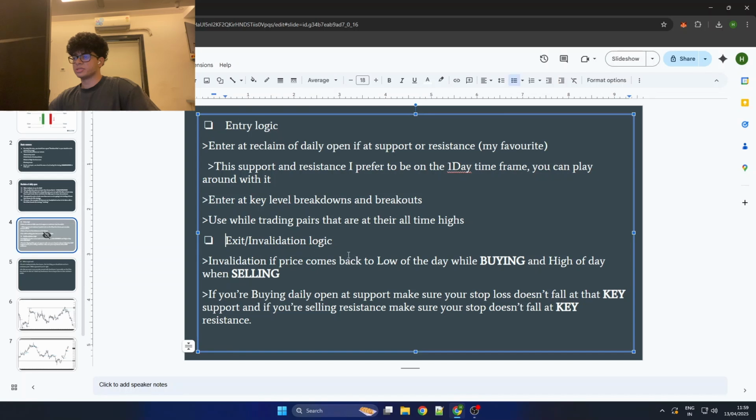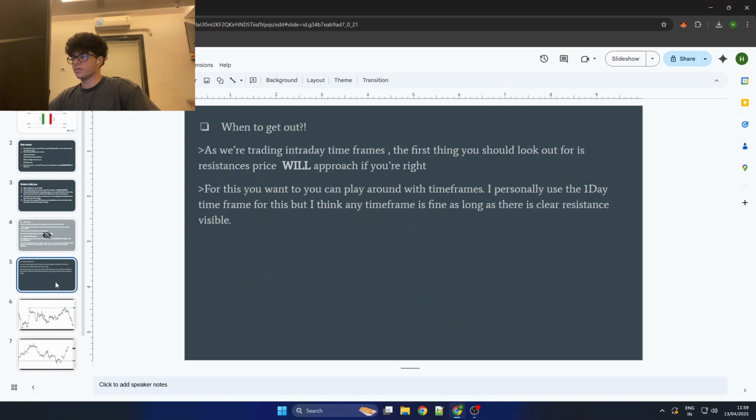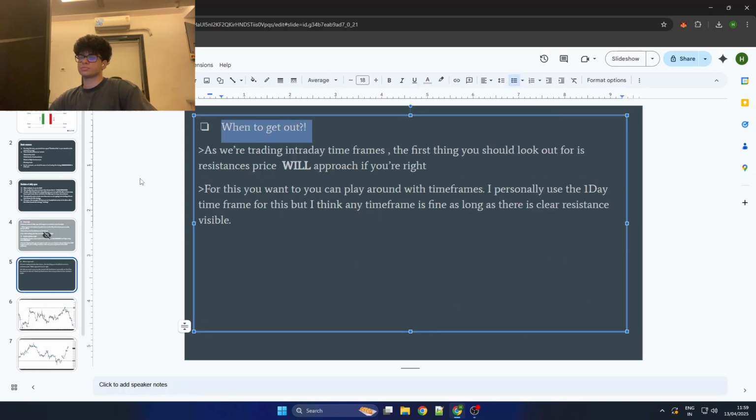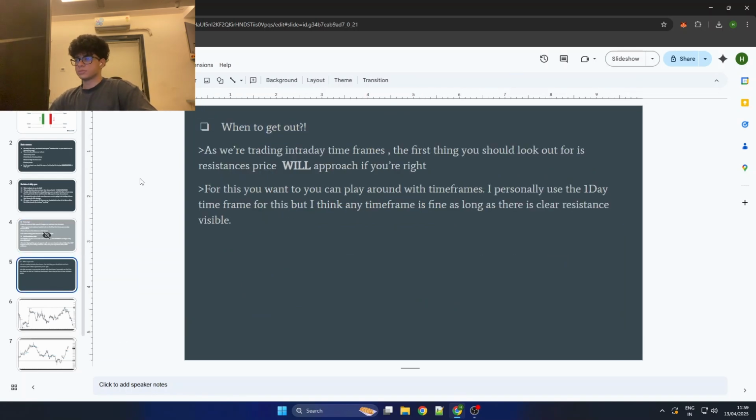So this was the invalidation part, where you would put your stop loss, where you would invalidate yourself. This was your entry logic, and now we're moving on to when to get out. That's the most difficult part, when to close your trade, right? As you're trading intraday time frames, the first thing you should look out for is resistance. Price will approach resistance if you're right, right? You want to look out for resistances.